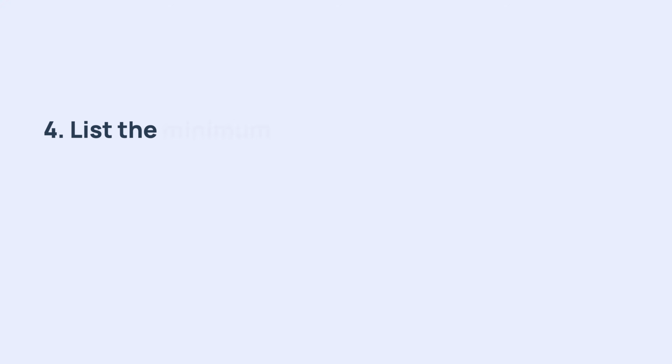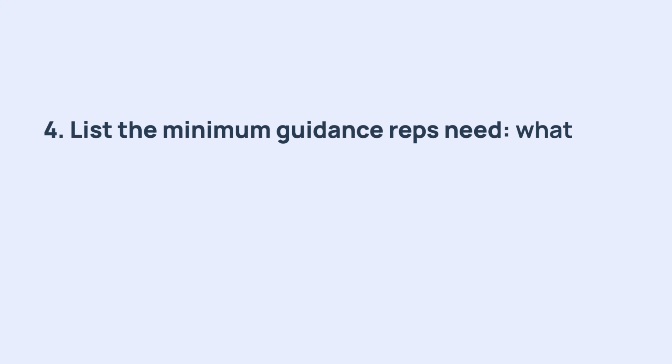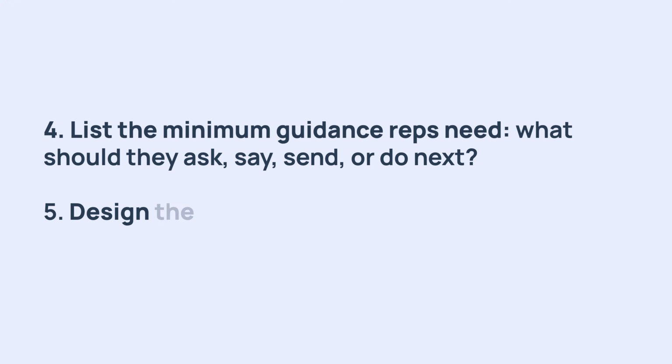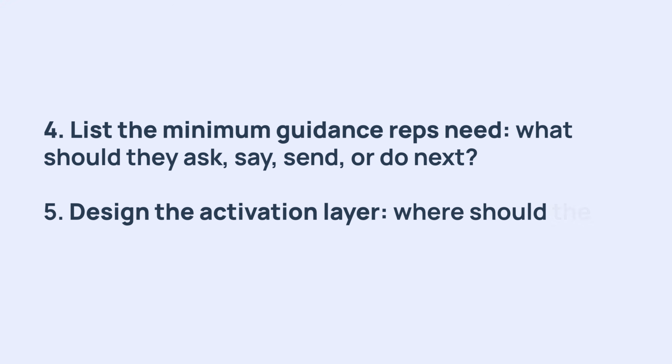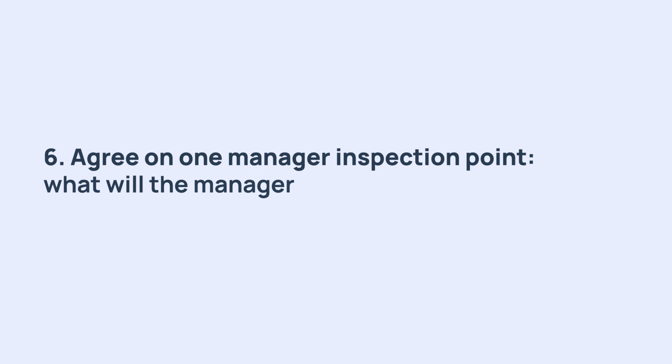4th, list the minimum guidance reps need. What should they ask, say, send, or do next? 5th, decide where the guidance should live. CRM, manager checklist, meeting brief, shared document, AI copilots or a conversational intelligence tool you're already utilizing. 6, agree on one manager inspection point. What will the manager look for over the next 2 weeks?